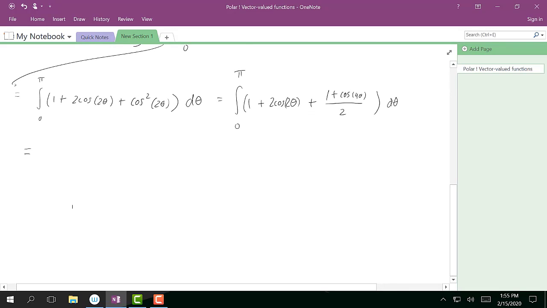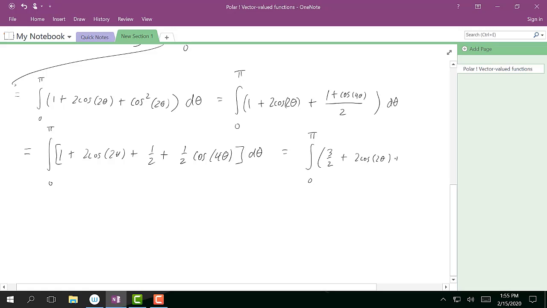Okay, sorry about that. So what we're going to have is the integral from 0 to pi of 1 plus 2 cosine 2 theta plus 1/2 plus 1/2 cosine of 4 theta d theta. Okay, almost there. If you want to skip ahead, I understand this is just some tedious algebra that we're doing. So we're going to get 3/2 plus 2 cosine 2 theta plus 1/2 of cosine 4 theta, d theta.